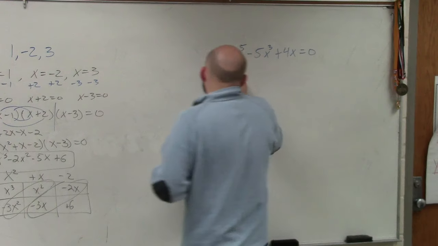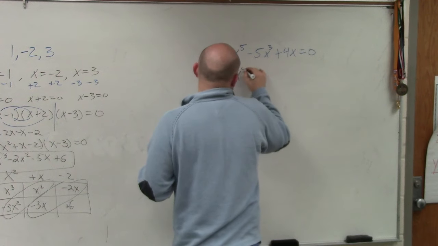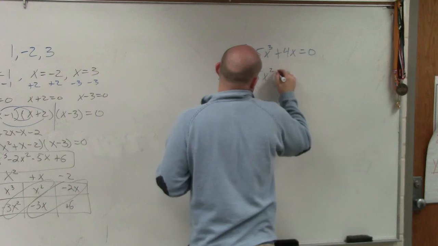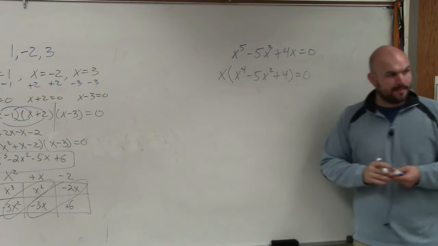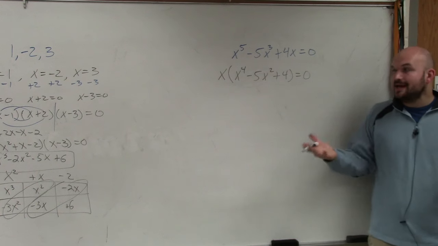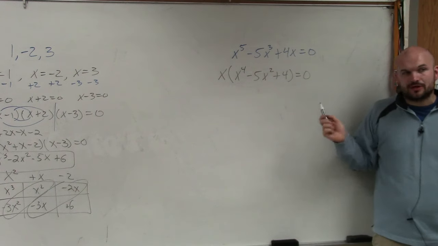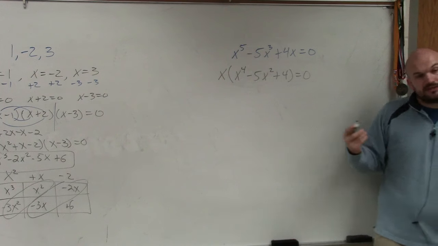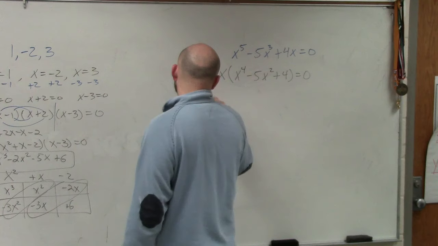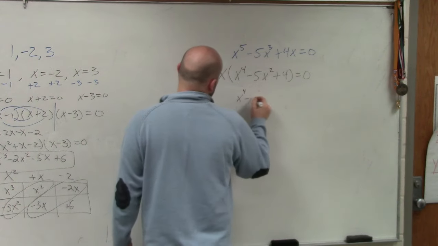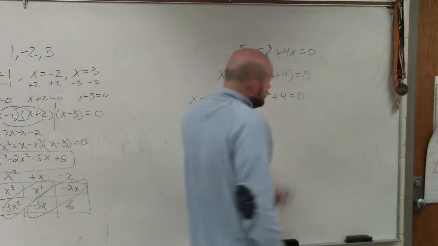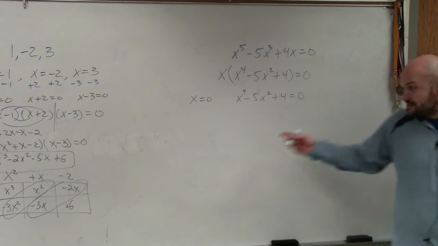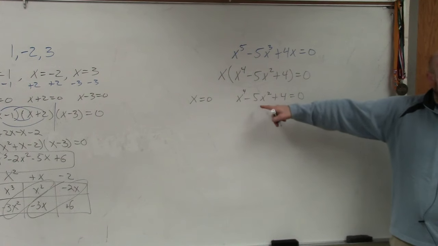So if I factor out an x, I'm left with x to the fourth minus 5x squared plus 4 equals 0. Right? So again, ladies and gentlemen, you have a product equal to 0. So you can set those both equal to 0 by using the zero product property. So you have x equals 0 and x to the fourth minus 5x squared plus 4 equals 0. Well, ladies and gentlemen, this is still something that needs to factor. We can't solve for x like this.